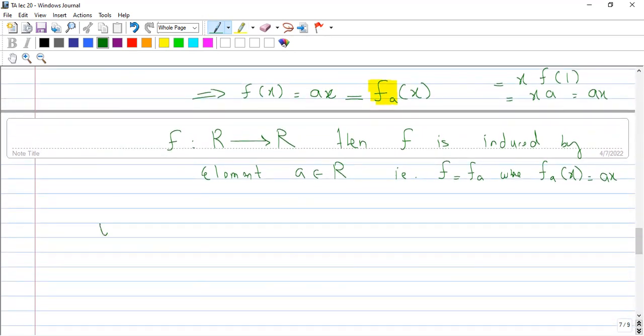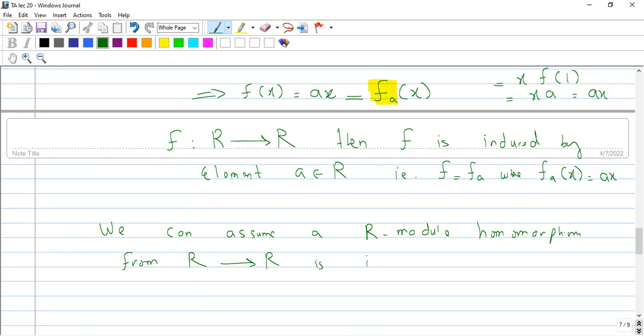So we can assume that an R-module homomorphism from R to R is in the form of f_a, where a is an element of R. वो हमेशा इस फॉर्म में होगी, f_a की फॉर्म में होगी.